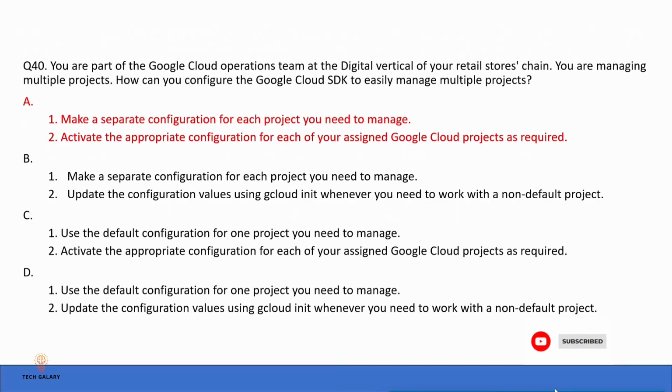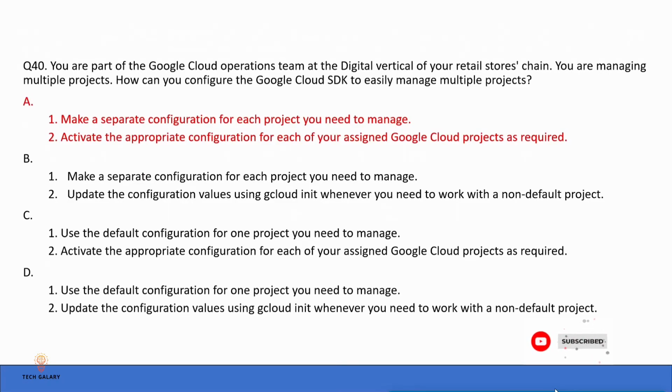Now, let's take a look at each of these options. Let's take a look at option A. Make a separate configuration for each project you need to manage. Activate the appropriate configuration for each of your assigned Google Cloud projects as required. This option is correct because it is considered the best practice to create separate configurations for separate projects and switch between them as needed. So this will allow for better organization and separation of settings for each project. So each project will have separate settings. So by activating the appropriate configuration for each assigned project, it will ensure that the correct settings are used when working on a specific project. So option A is correct.